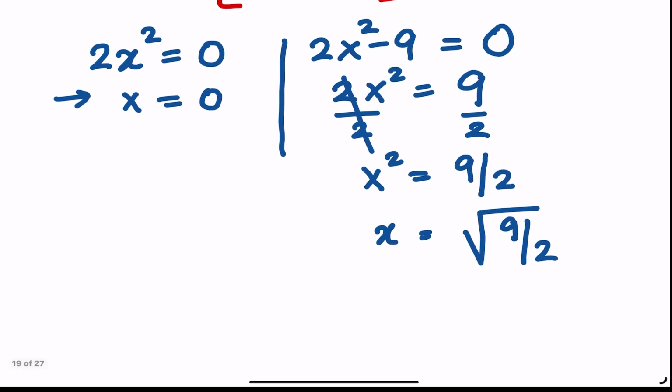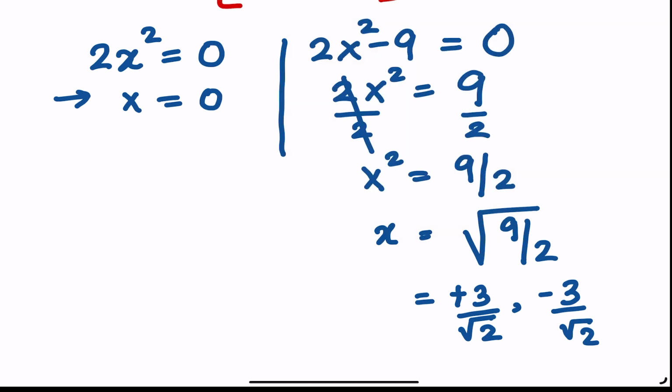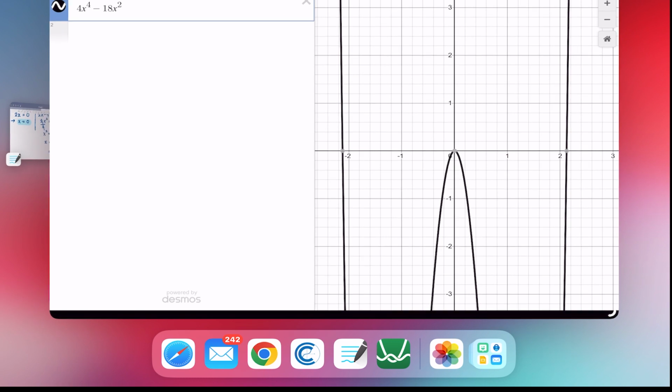Square root of 9 is positive 3. Square root of 2 is square root of 2. Square root of 9 is also negative 3 radical 2. That means your solution is, let's pick a light color, your solution is x is equal to 0, x is equal to positive 3 over radical 2, negative 3 over radical 2. And that's exactly what you have in your Desmos.